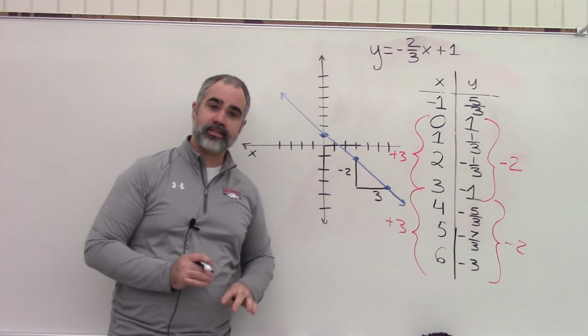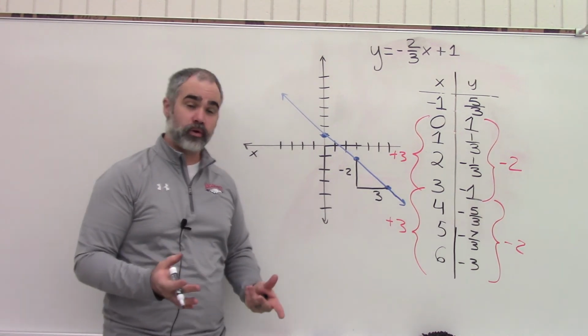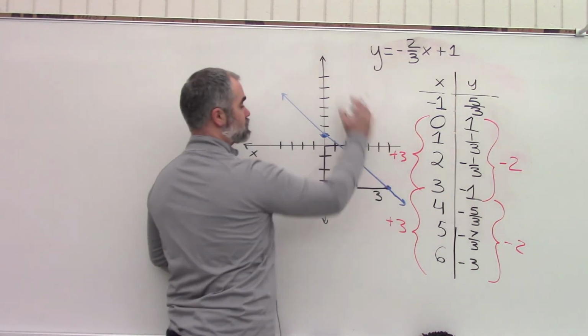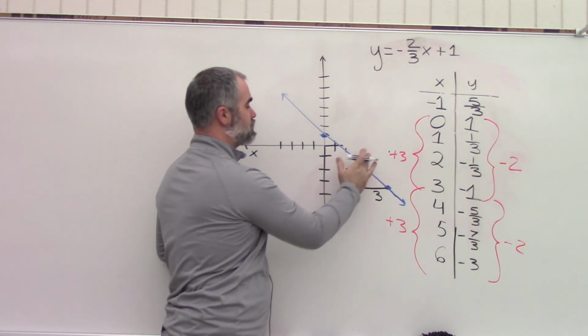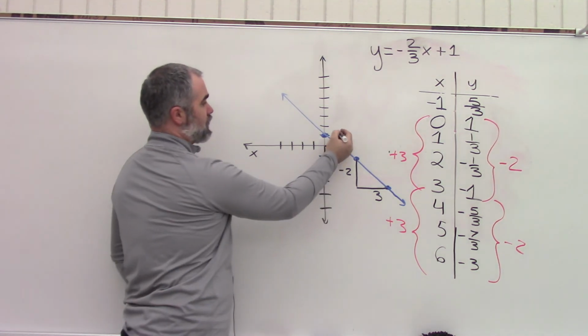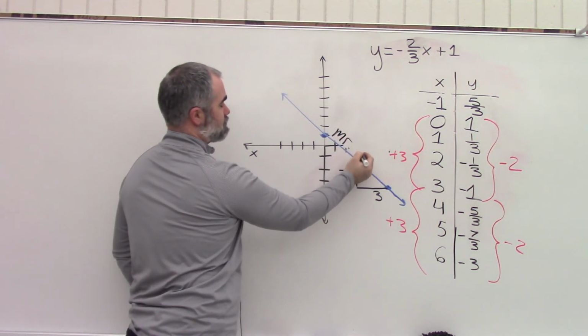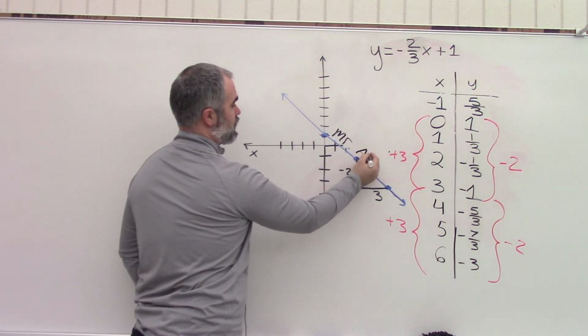One quick trick to see if you're graphing your slope correctly or not is to write your name on top of it. So I always tell my students to do this. Write your name on top. So I might say, write my name, Mr. Calbeck.